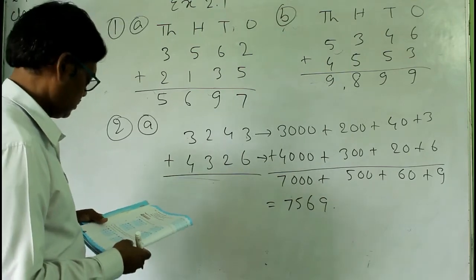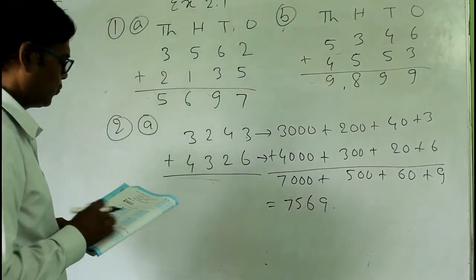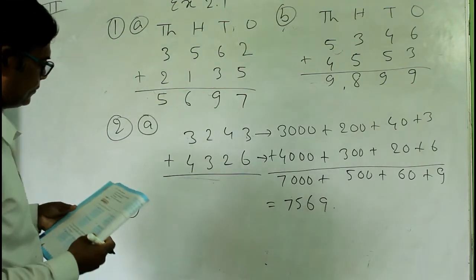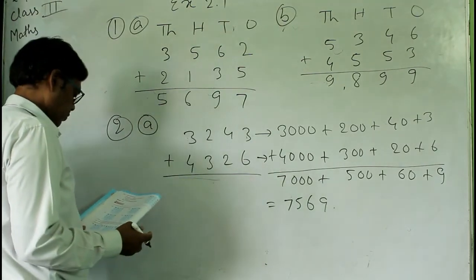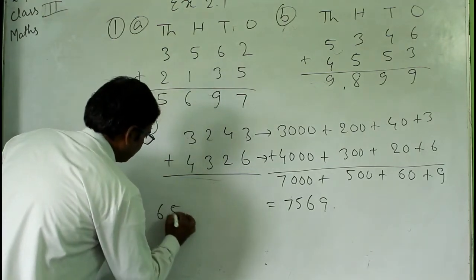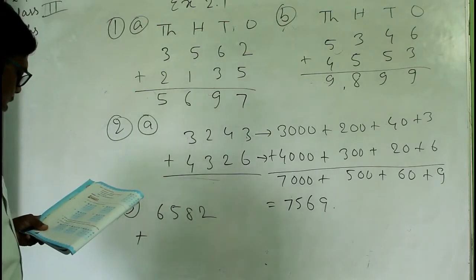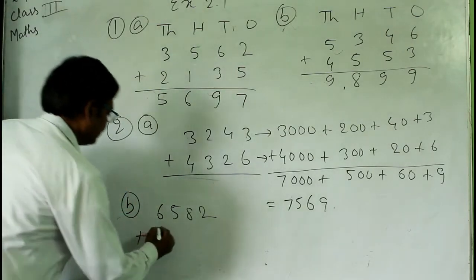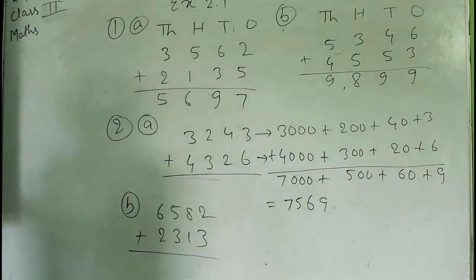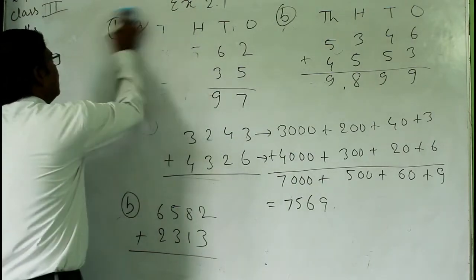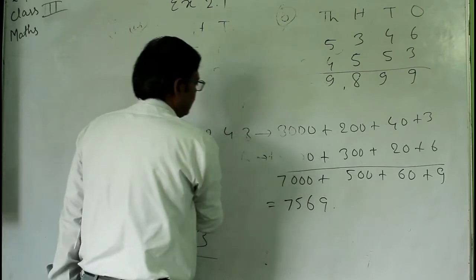The next number is B. तो कैसे प्लस करेंगे इसको? How will you add? So the next number is here 6,582, and the other number is 2,313. इन दोनों को प्लस करना है. Okay? So how will you add? By using the expanding. Okay, we have to expand the number and then write the answer.